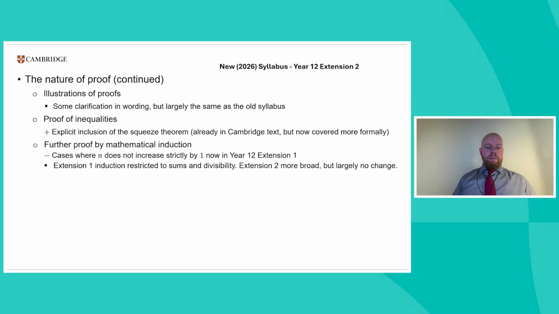Under induction, I mentioned this before, but n not increasing by 1 is no longer explicitly Extension 2. That can appear in Extension 1. So I guess that's a removal, but it could still appear in Extension 2. Extension 1 induction was restricted to sums and divisibility. Extension 2 is far more broad, but largely I don't think there are many changes to the previous syllabus. Next slide, please.